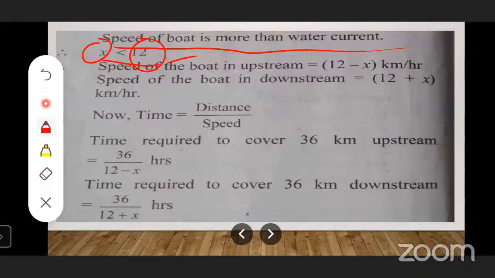It is coming by the effect of gravity. So the speed of the boat will increase, and that's why the 12 will be more than, or greater than, x. Okay, so what will you write?